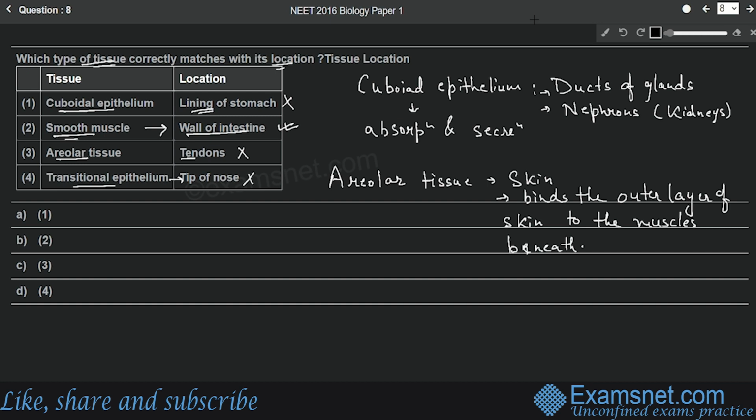Where is transitional epithelium found? It is found in the lining of wall of urinary bladder. Okay, in the lining of wall of urinary bladder and not in the tip of nose. So the only correctly matched is second number, that is smooth muscle with wall of intestine. So the correct answer will be option number B, that is second one.